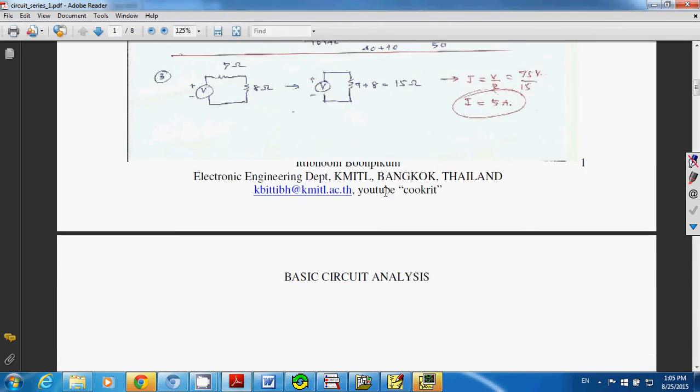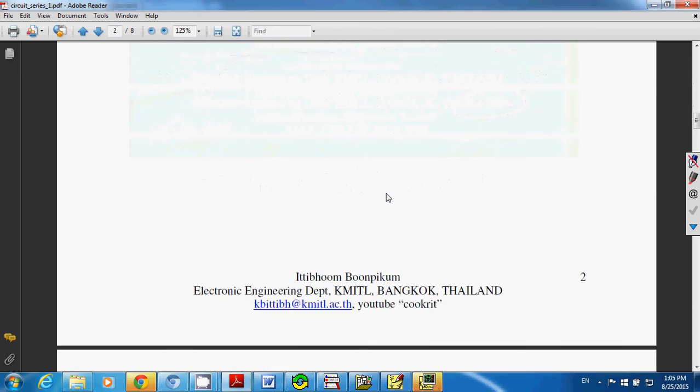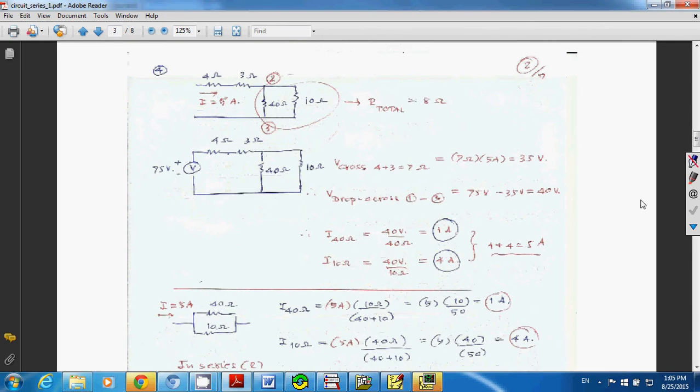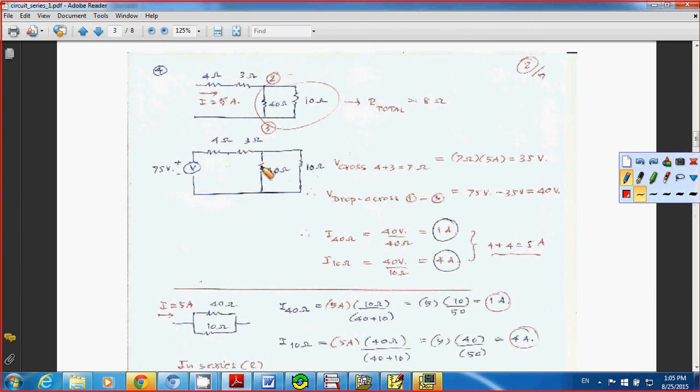Now you go to the 40 ohm resistor and 10 ohm resistor right here. You can do it many ways to find the current, but I take a look at this point, 75 volt, and you have 5 amp current flowing through a 4 ohm resistor and 3 ohm resistor, right?